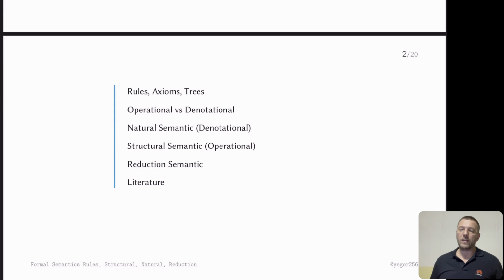Then we're going to discuss natural semantic, which are denotational, and the structural semantic, which are operational. And you will see the difference. Then we'll discuss reduction semantic, and finally some literature for you to take a look at. So what is in general semantic? What does it mean, the word semantic?